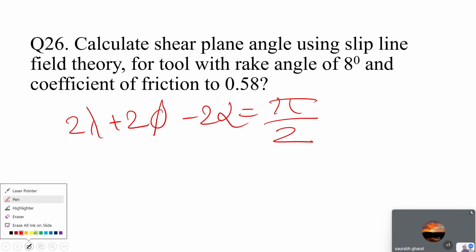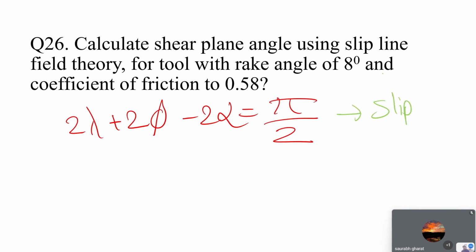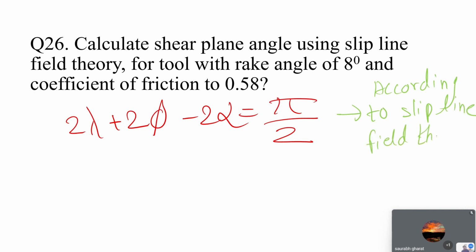Which theory? Slip line field theory, like the Lee and Shaffer equation. According to slip line field theory, this will be your equation. So you have the coefficient of friction, so you can find this beta. Beta is equal to tan inverse of mu.